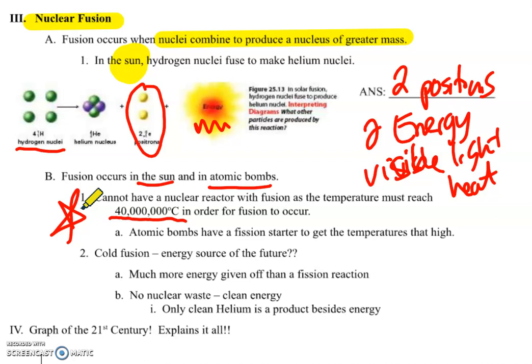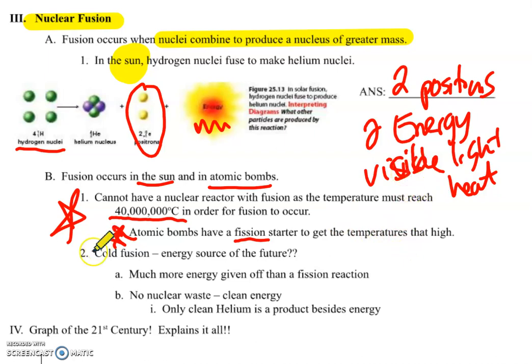So fusion is a lot more desirable when it comes to nuclear energy. You get a lot more energy out, and you don't have to worry about those radioactive byproducts, but we can't get those kinds of sustained temperatures inside nuclear reactors. Atomic bombs, on the other hand, start with a fission reaction to get temperatures that high, and then they go into fusion. That's when you hear them talk about the H-bomb and things like that.